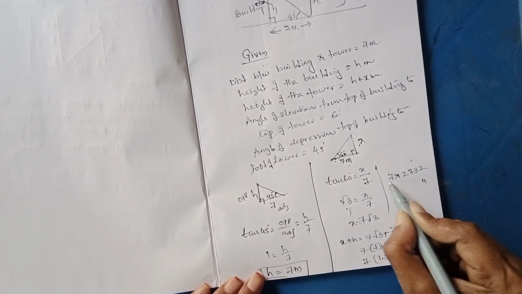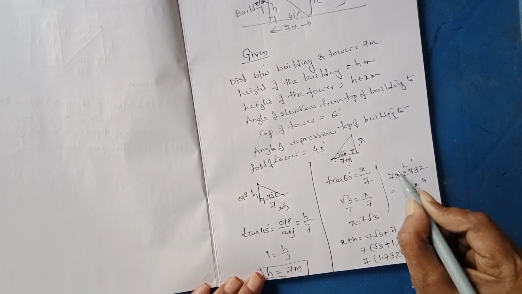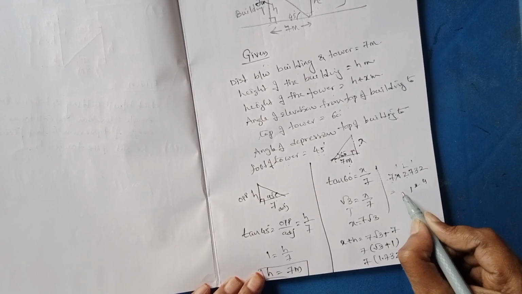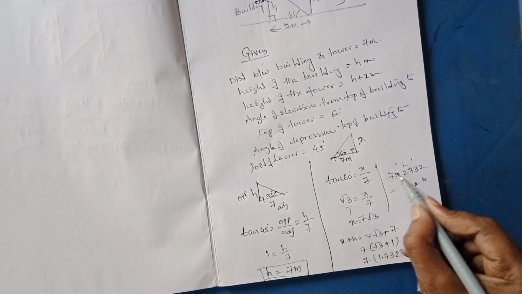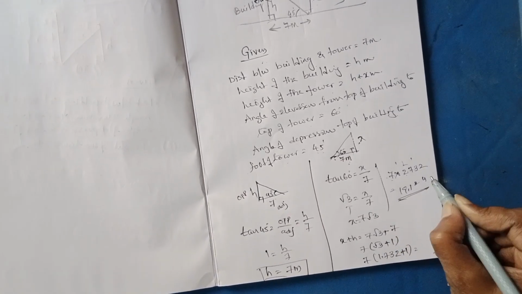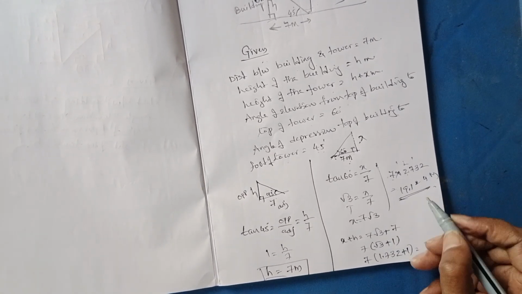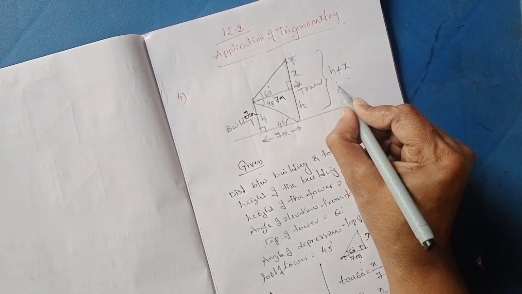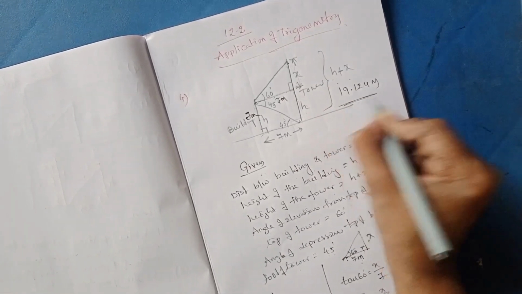Then the product: 7 times 2.732 is 19.124 meters. Therefore, the height of the tower is 19.124 meters.